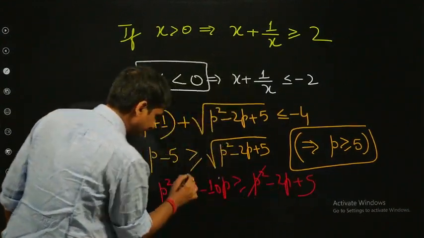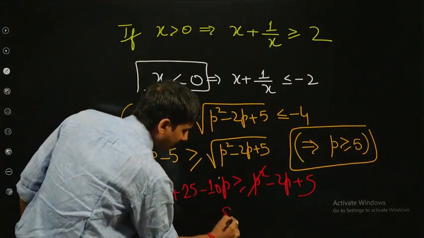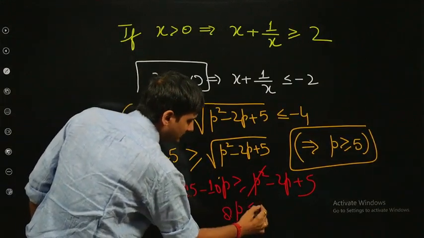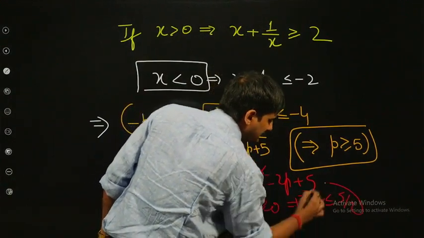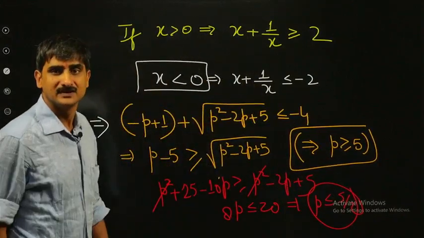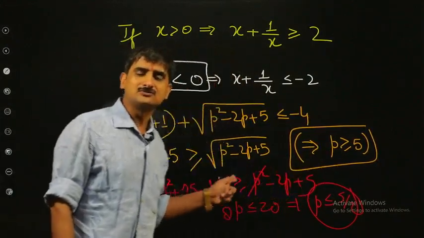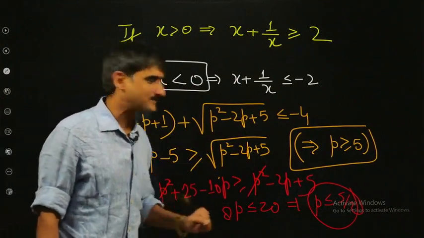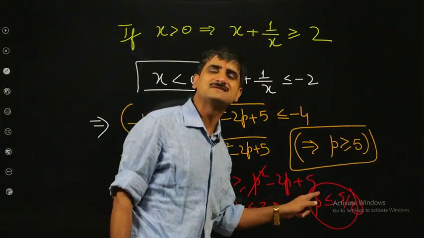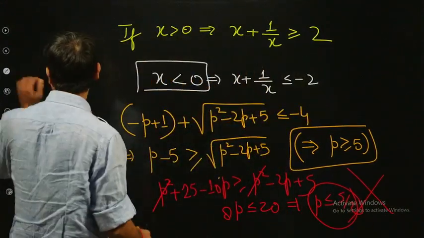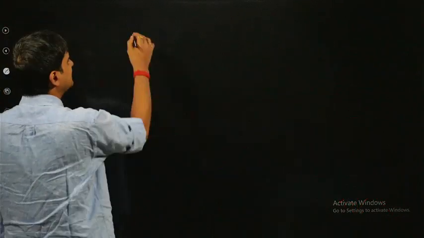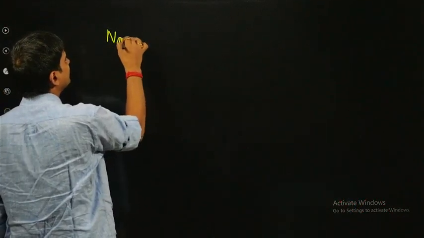Now what do we get? 8p is less than or equal to 20. So we get p is less than or equal to 5/2, but that's a contradiction. For this to hold, p should be greater than or equal to 5, but what we got after solving is p less than or equal to 5/2, so that's not possible. So now we will have to explore the second possibility, that is with negative sign.